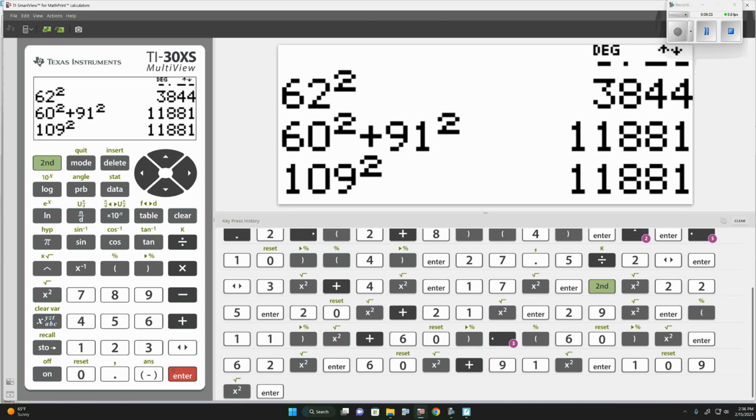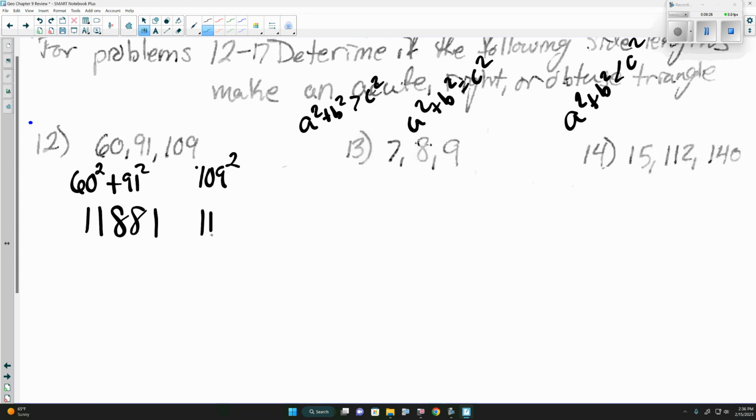Now for these here it doesn't matter, mainly because the numbers are positive. If they were negative and we squared them, we would need the parentheses. Because a negative times a negative is a positive, and if you don't put the parentheses around it, it'll just square the number and then attach the negative afterwards. Now these here are equal, so this is right.